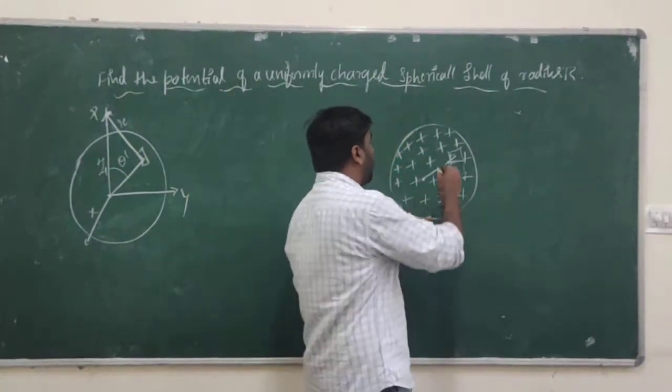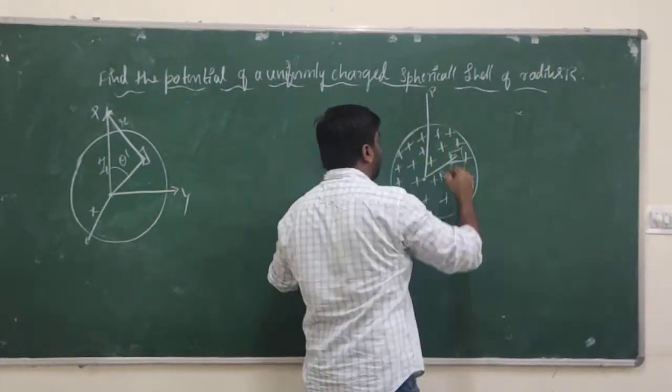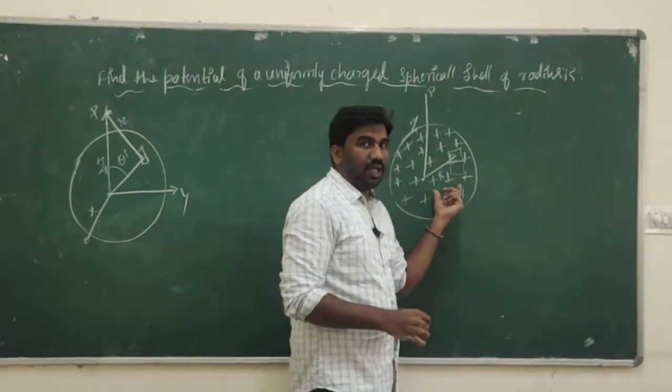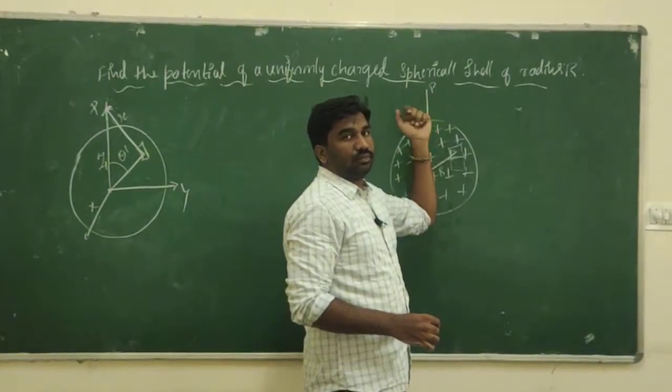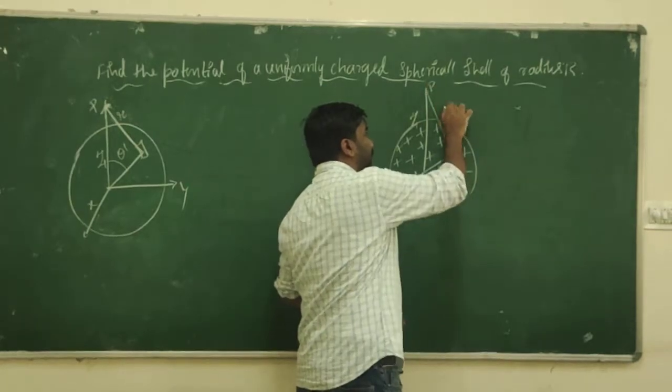Now let us choose a point P. The point P is at a distance z from the origin, from the center of the sphere. Here I am going to calculate the potential. The distance from this area element is r.